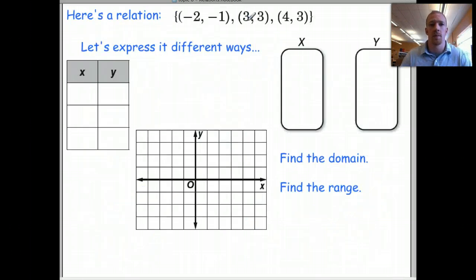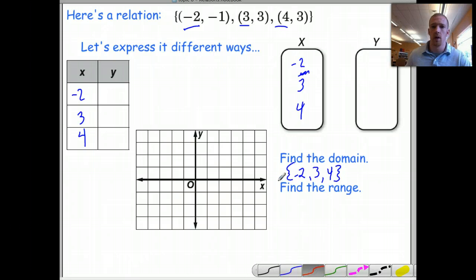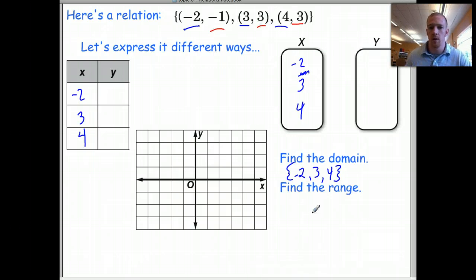So if this is a relation, our inputs are -2, 3, and 4. That's our domain. And we use the squiggly brackets typically for sets of numbers. Now our output, or our range, is -1, 3, and 3. So -1 and 3. We only put what numbers they are. We don't write the numbers multiple times, right? So if there's a 3 here twice in our relation, 3 is just one number, so we just write the number 3. This is telling us which numbers are in our range.